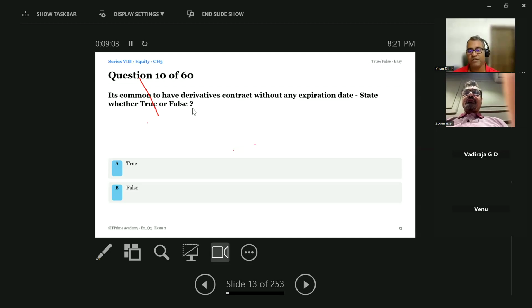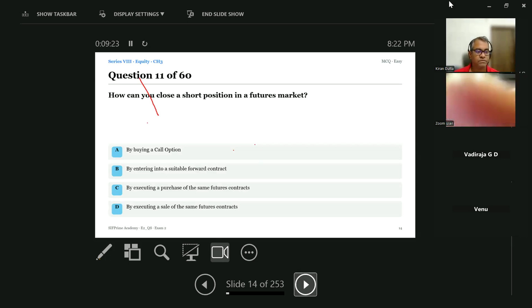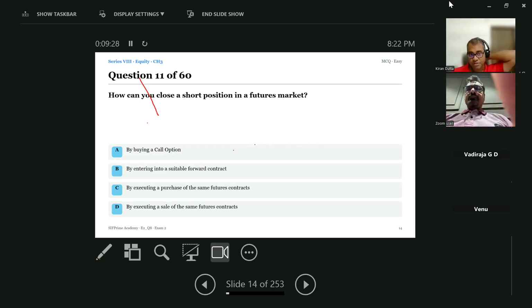It is common to have derivatives contract without any expiration date. Perfect. You all got it. False. Please keep attempting. Anyway, I will upload this, but please keep attempting. There is nothing like right or wrong. How can you close a short position in futures market? Only in the chart, please. Don't unmute yourself for now. How do you close a short position in the market?